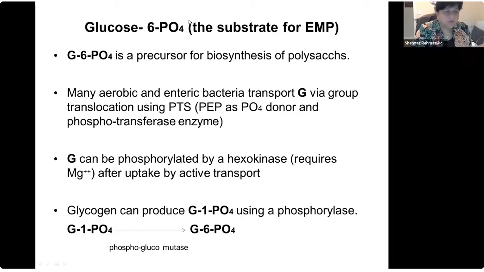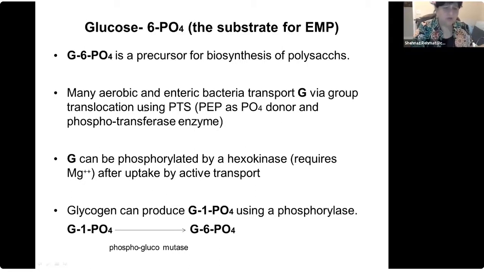So what is the precursor, or what is the substrate for EMP? What is the main compound that will be used as your substrate for this whole pathway? It's called glucose 6-phosphate. Glucose 6-phosphate in itself can be produced in different ways, and it can be utilized in different ways also. Glucose 6-phosphate can be a substrate for EMP, but it is also a precursor for the biosynthesis of polysaccharides. When we go into the biosynthesis of polysaccharides, you will see glucose 6-phosphate being used as a precursor. Many aerobic and enteric bacteria can transport glucose via group translocation.